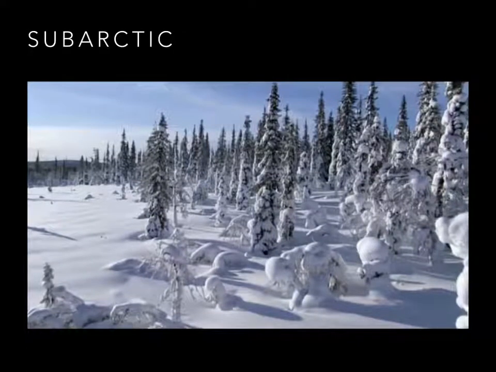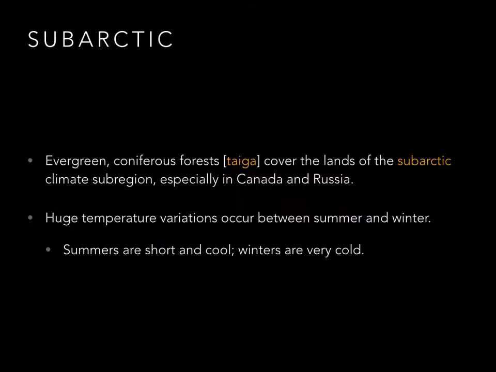Subarctic. Evergreen coniferous forests, known as taiga, cover the land of the subarctic climate subregion, especially in Canada and Russia. There are huge temperature variations between summer and winter. Summers, though, are short and cool, and winters are very cold.